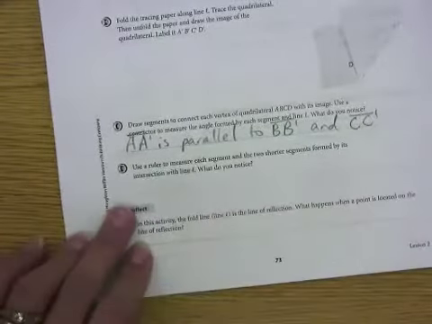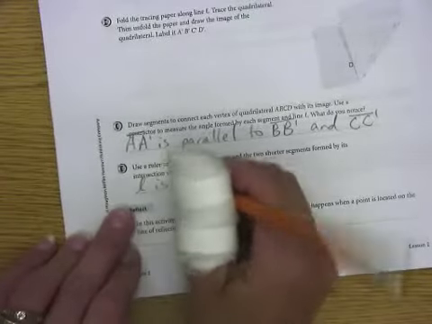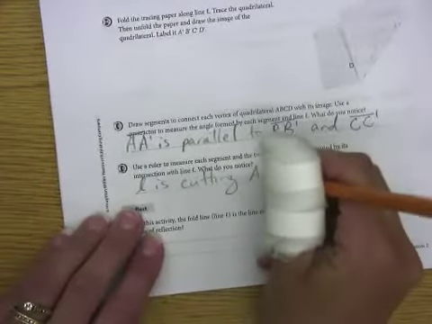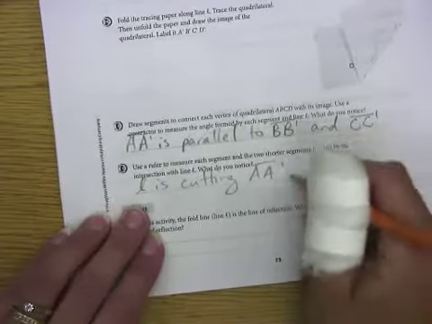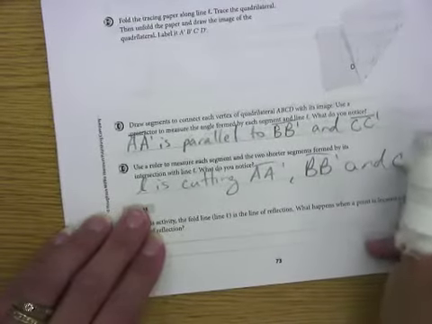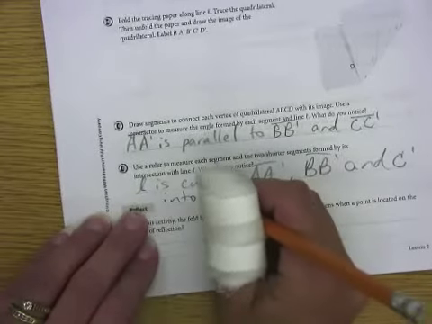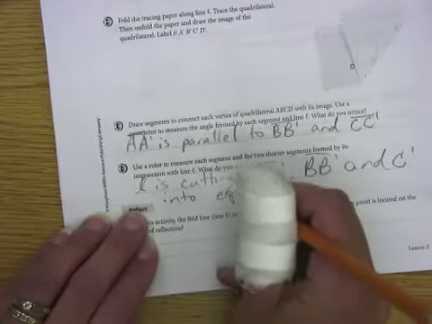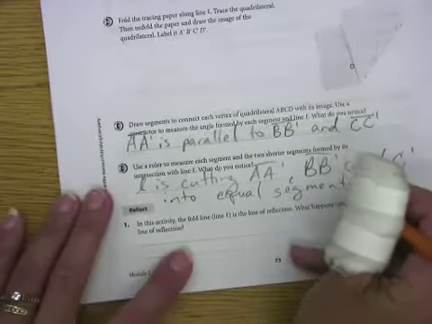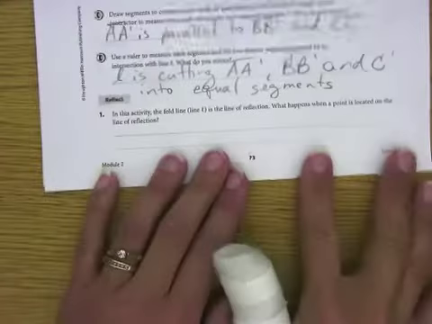So what do we notice in that part of our explore? We notice that line L is cutting the segments connecting each point to its image, A prime, B prime, and C prime, into equal segments.